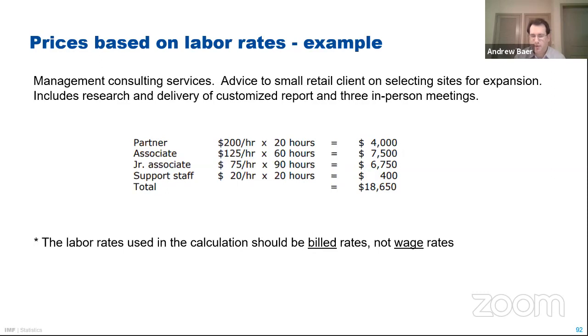It's important to note the labor rates used in the calculation need to be billed rates. What is the client actually paying is not the same as these individuals' actual wage rates, because they apply overheads and other things involved there.